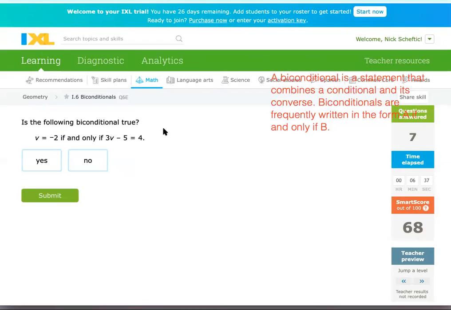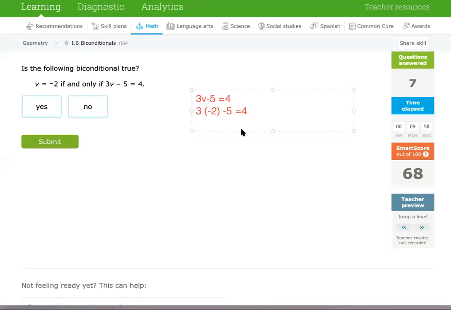The following biconditional true if v is -2, so you have to just do a little bit of algebra here. If and only if 3b minus 5 equals 4. Okay, so let me write this out. All right, so if I plug the v in for this equation right here, so it'd be 3 times -2 minus 5 equal to 4. All right, let's do the next step right there. So that is going to be -2 times 3 is going to be -6 minus 5, and that is not equal to 4. Okay, so this is actually going to be a no.